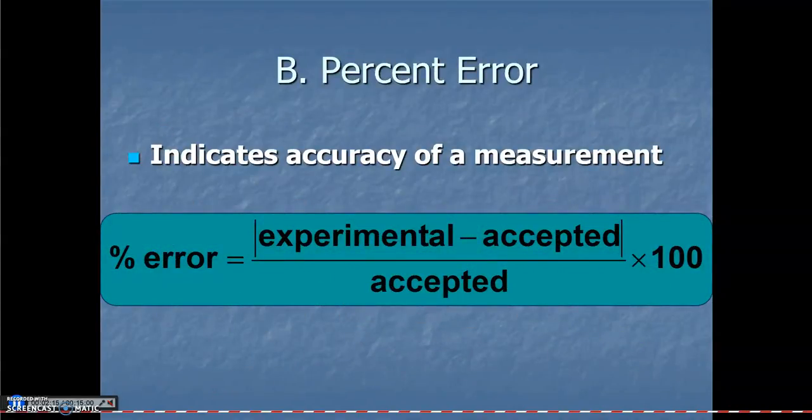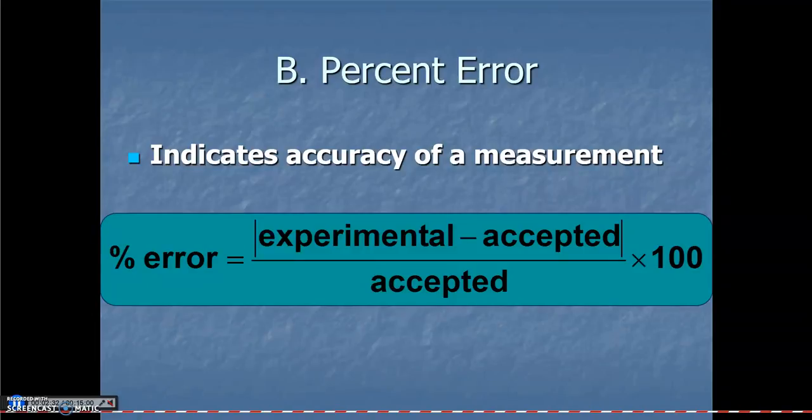You're going to be asked to calculate percent error in many of the labs that you do throughout the year. And a percent error is essentially a percentage of how far we are away from the accepted value. It's how accurate our measurements are.